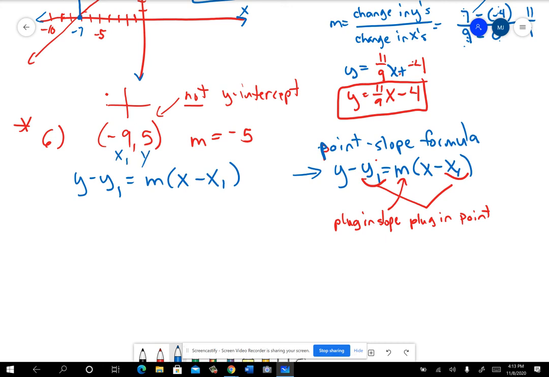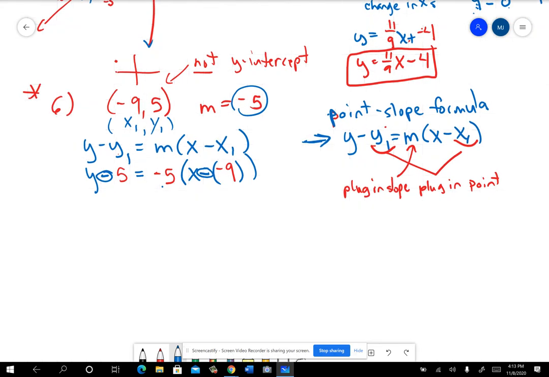You know a point. That's going to be your x1 and your y1. And then this is your m. So in place of m, you're going to put -5. In place of the x1, you're going to put a -9. In place of y1, you're putting a 5. So this is y minus 5 equals the m value and then x minus the x value. The minus here and the minus here, they're part of your formula. This formula right here really comes from the slope formula. So that's why you see those minuses in there, just like you do on slope.